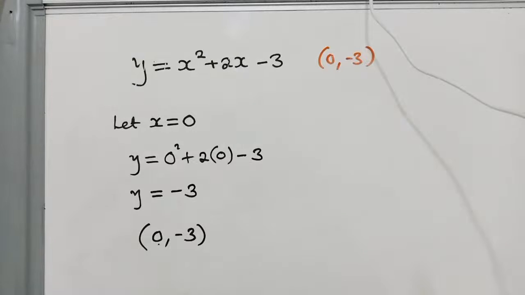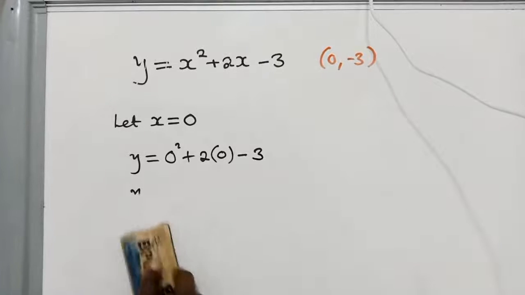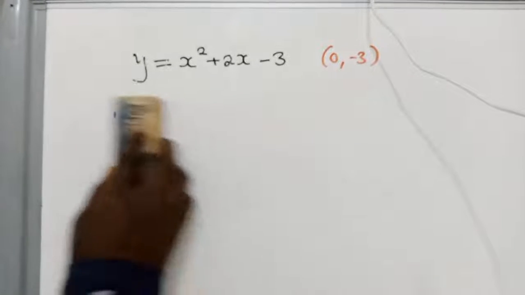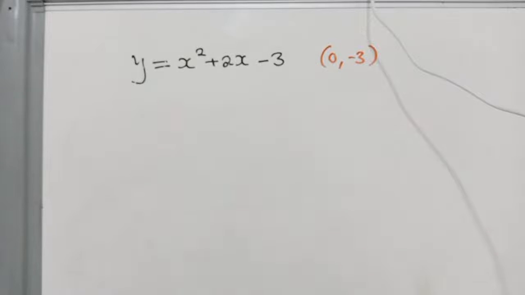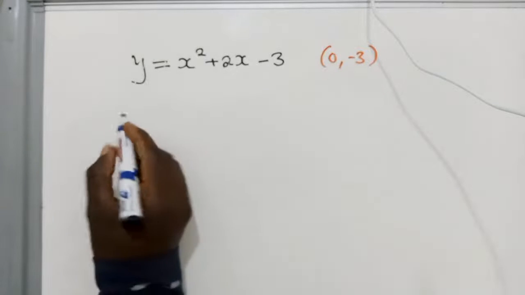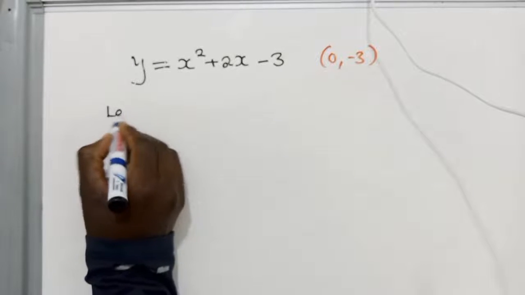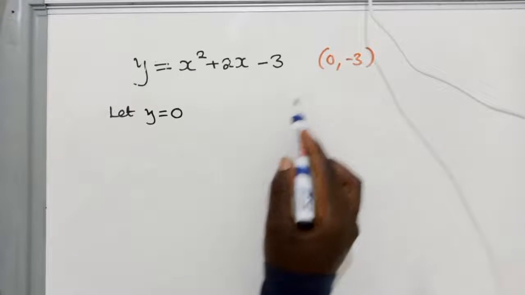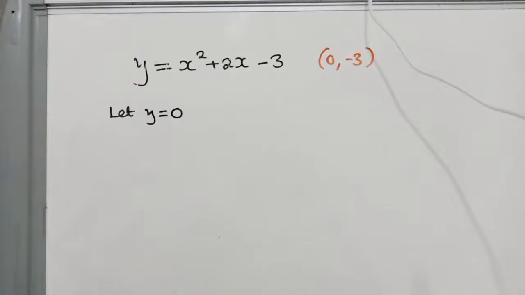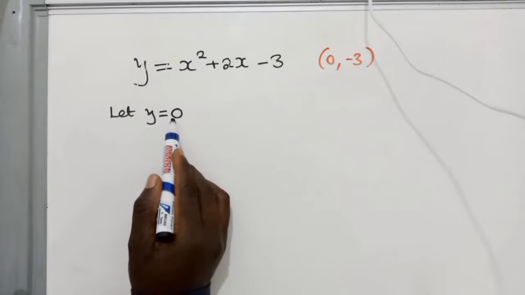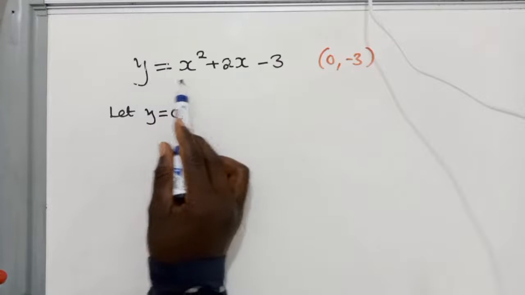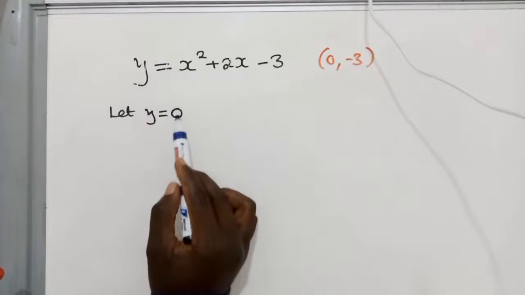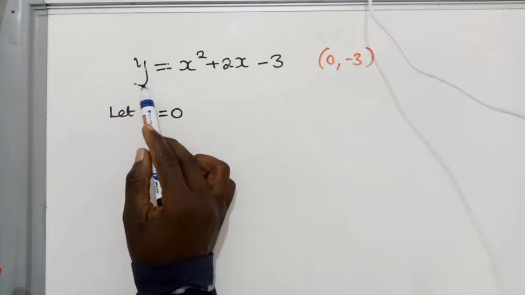So we have that. The next thing now will be to find what we call the X-intercept. So we need to also find where it's cutting the X-axis. So now we will change, we will say let Y be equal to 0. To find this, we said let X be equal to 0. Now we'll say let Y be equal to 0. So meaning in this function, we'll put 0 where Y is.